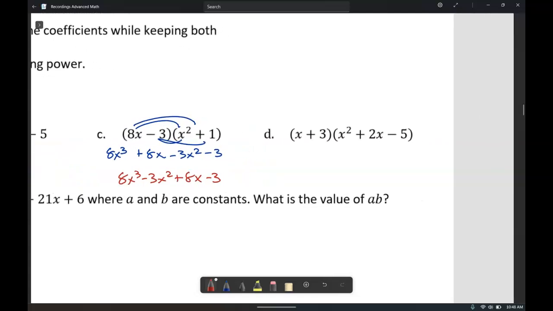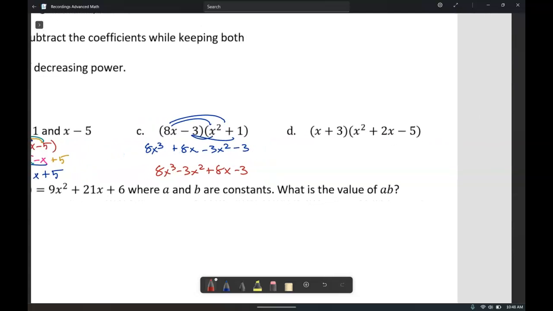Then we have a binomial times a trinomial. So we're actually going to have 6 multiplications here. First is x times x squared, x to the third, x times 2x, 2x squared, x times negative 5, negative 5x. And then we do it all again with a 3, 3x squared, plus 6x minus 15.